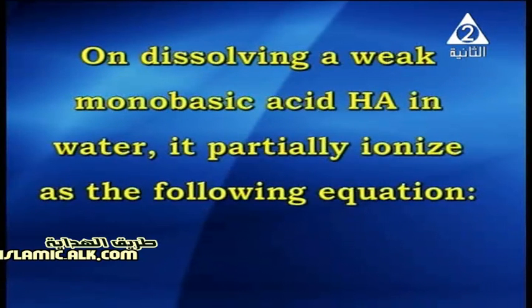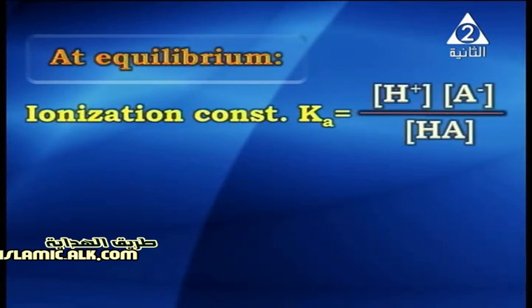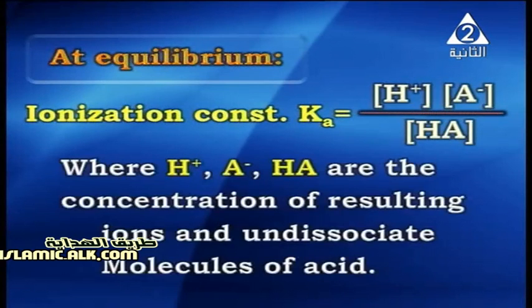So, on dissolving a weak electrolyte or weak monobasic acid like HA in water, it partially ionizes as in the following equation: HA gives H+ ion and A- ion. Here, my dear student, at equilibrium, the ionization constant Ka equals the concentration of positive hydrogen ion times the concentration of A negative ion over the concentration of the acid HA, where H+, A-, and HA are the concentrations of the resulting ions and undissociated molecules of acid.